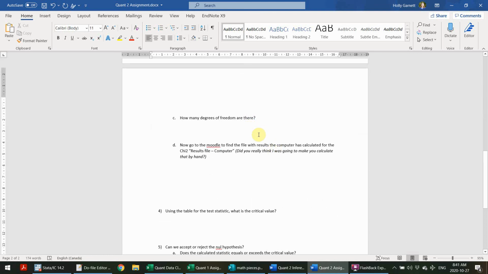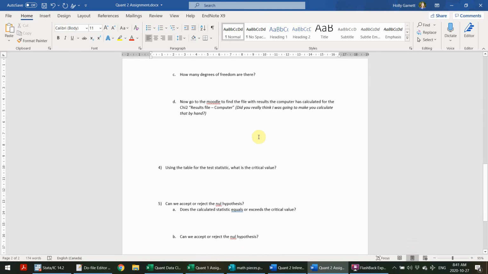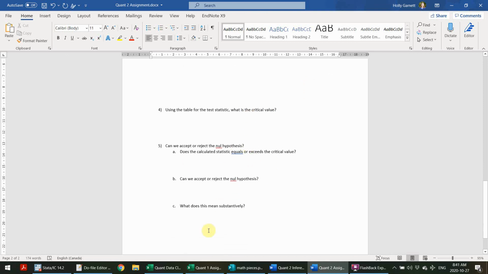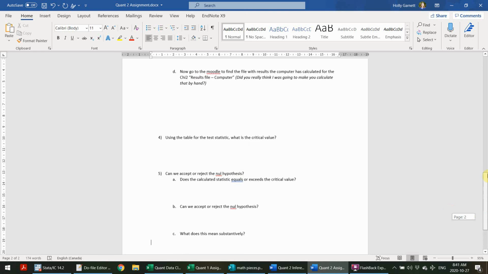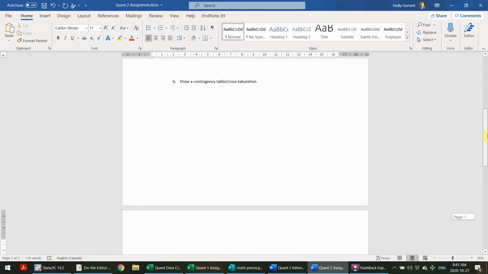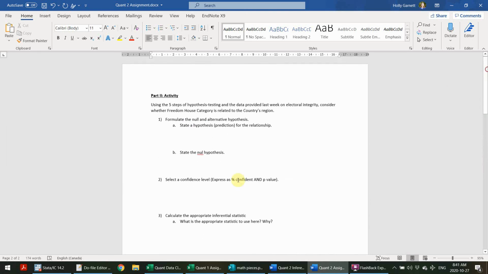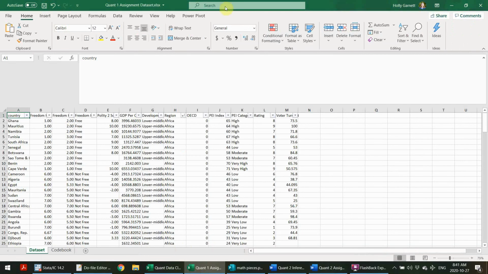You'll talk about how many degrees of freedom there are. And then I'm not going to make you actually calculate chi-squared. You can do it by a computer. That would take a long time. And then go through the rest of the steps. And then tell me a little bit about what you think that means substantively, if you do confirm or if you deny the null hypothesis. So that's your activity for this week, your assignment, and it's using the data from last week.